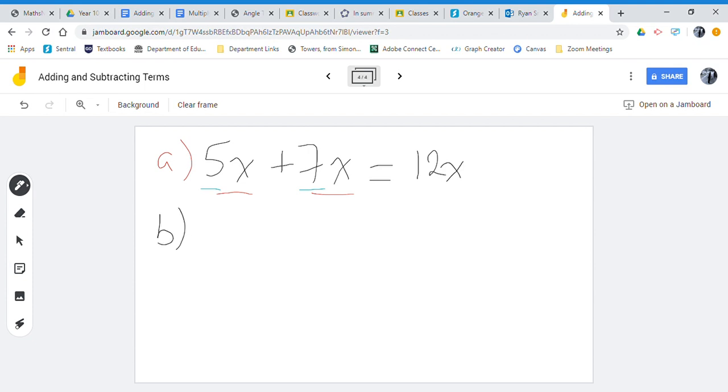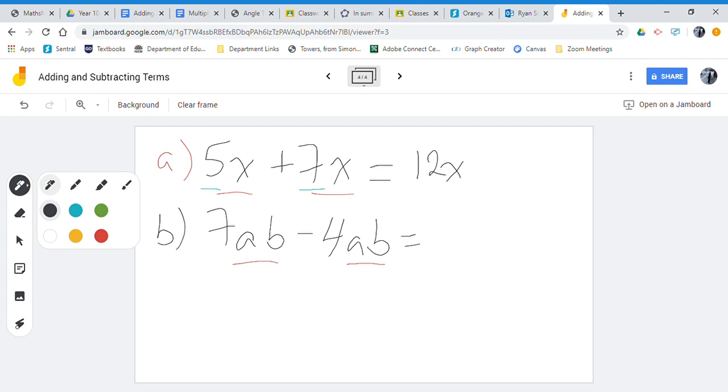B. We have 7ab minus 4ab. Okay, so number one, are our pronumerals the same? Are they the exact same? Yes, they are. So now you look at the coefficients. What is 7 minus 4? 7 minus 4 is 3, and then you write your pronumerals a, b.